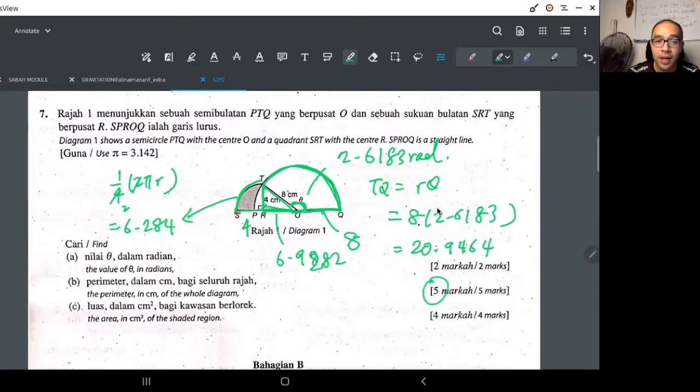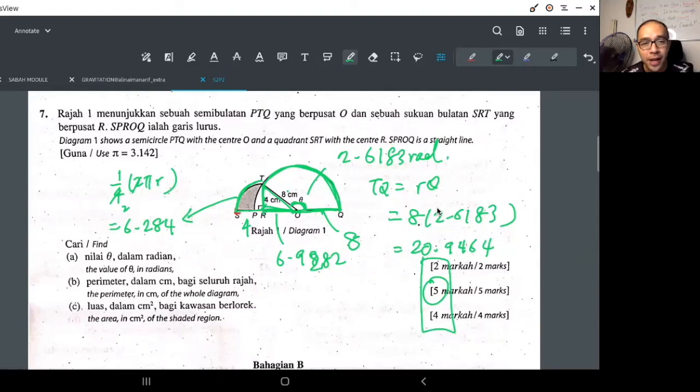Although in reality it should not be more. There is no question that goes up to 11 marks for one question. It's not supposed to happen, but somehow it is. That's so weird, 11 marks.